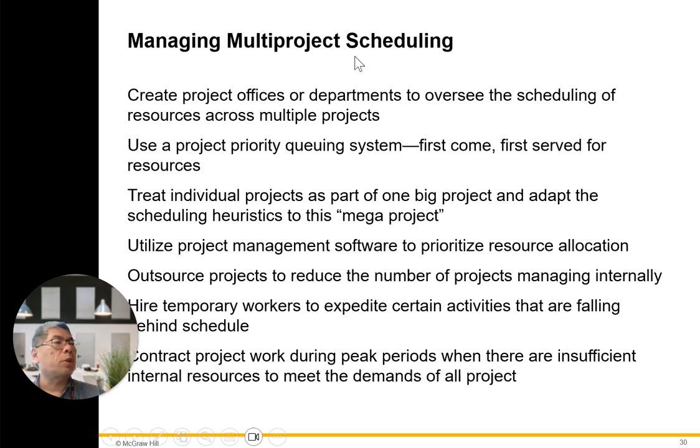Managing multi-project scheduling: create project offices or departments to oversee the scheduling of resources across multiple projects. Use a project priority queuing system, such as first come, first served. Treat the individual projects as part of one big project and adopt scheduling heuristics for this mega project. Utilize project management software to prioritize resource allocation.